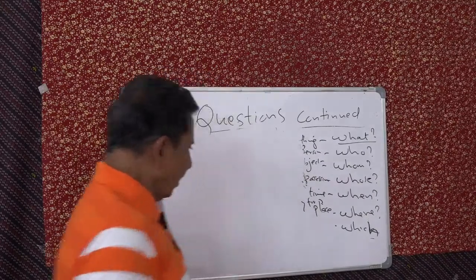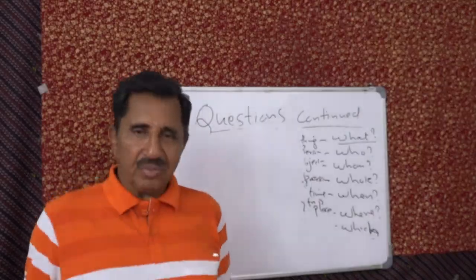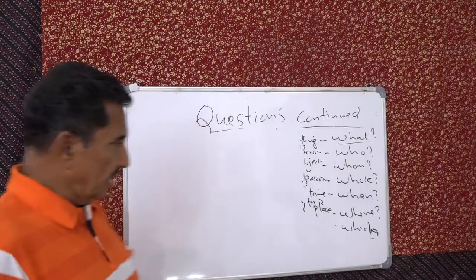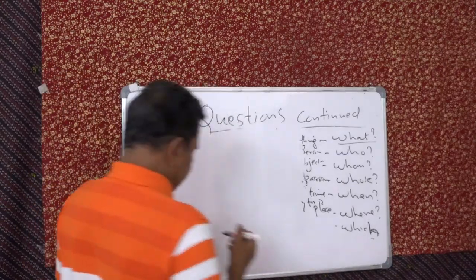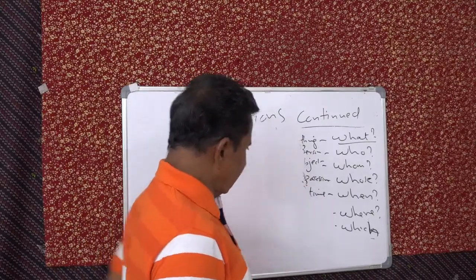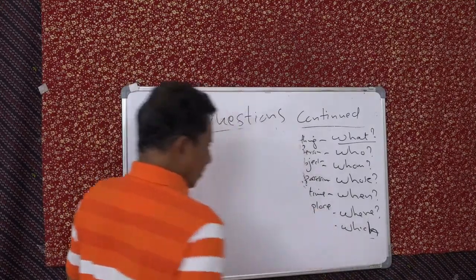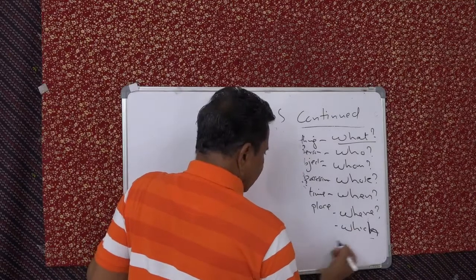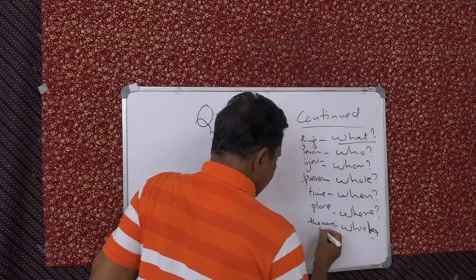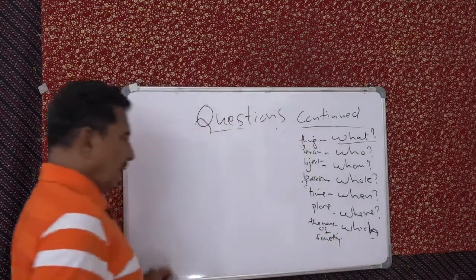Which is used when you have to find out some particular thing, like the name of a hospital or the name of a game, things like name of a team, etc. You use which. And then the next one is place. What will you say? Where is for place. When you want to get the place. Which is for the name of something.